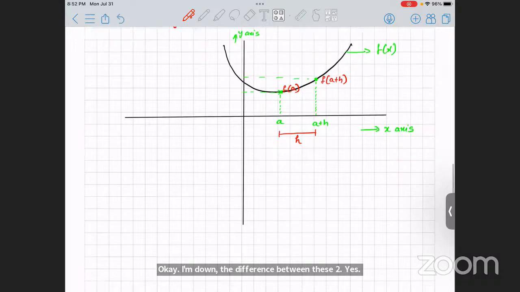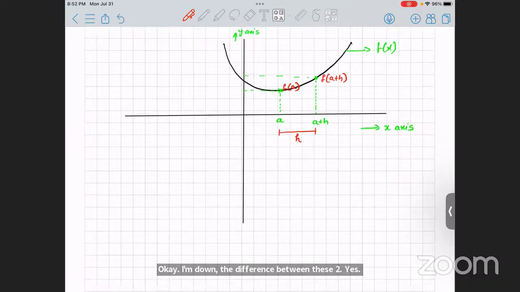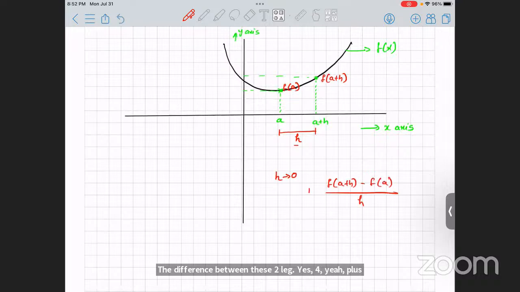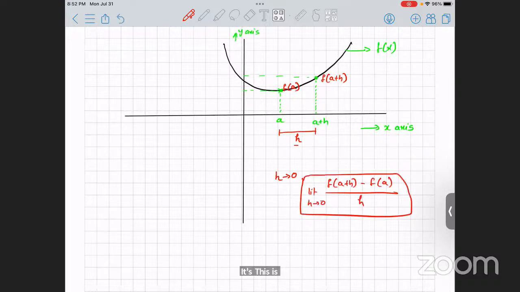When this h tends to 0, what will happen? The difference between these two, f of a plus h minus f of a, divided by h, limit h tends to 0. This is differentiation. Agree?